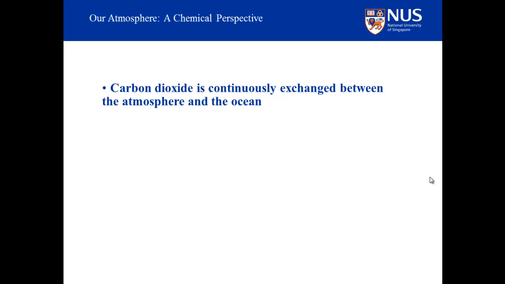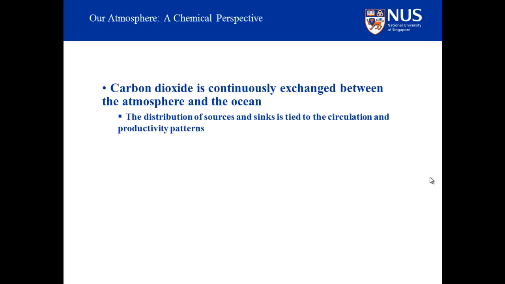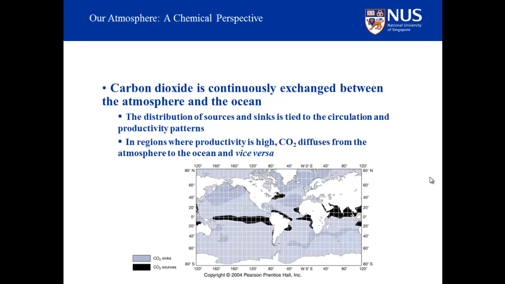Carbon dioxide is continuously exchanged between the atmosphere and ocean. The distribution of sources and sinks of carbon dioxide is tied to the circulation and productivity patterns of the oceans. In regions of the ocean where high rates of primary productivity have created surface waters with low carbon dioxide, carbon dioxide diffuses from the atmosphere to the ocean. In other words, the net flow of carbon dioxide is down the concentration gradient, from regions of higher carbon dioxide concentration, in this case the atmosphere, to regions of lower concentration, the ocean.